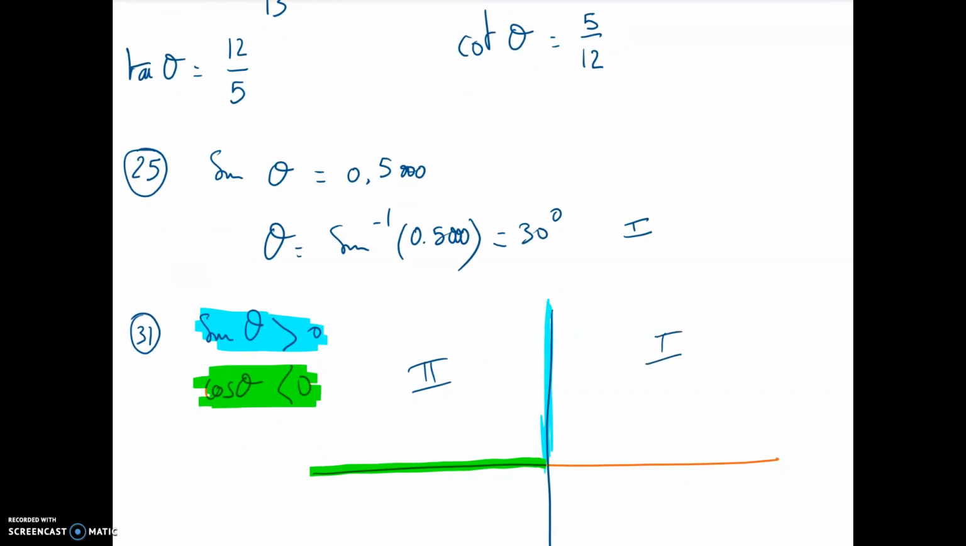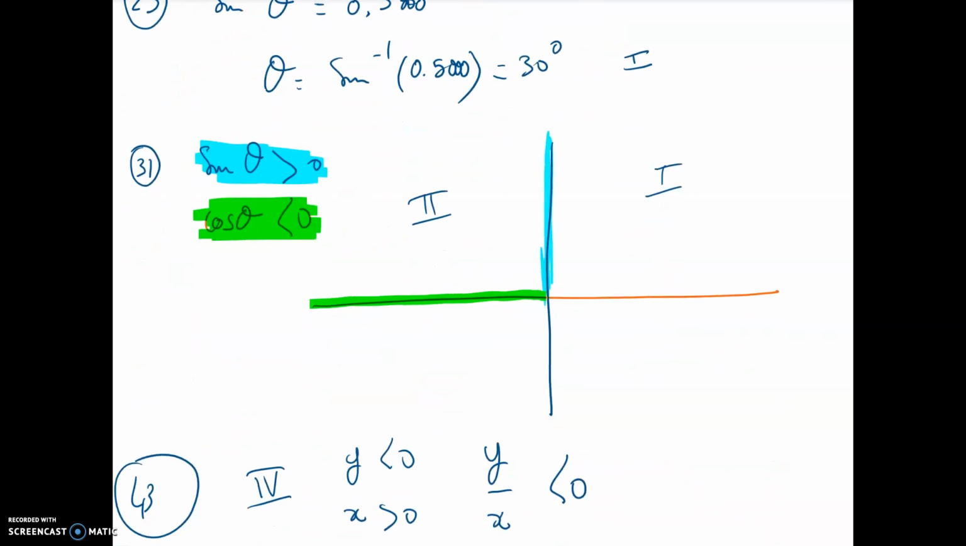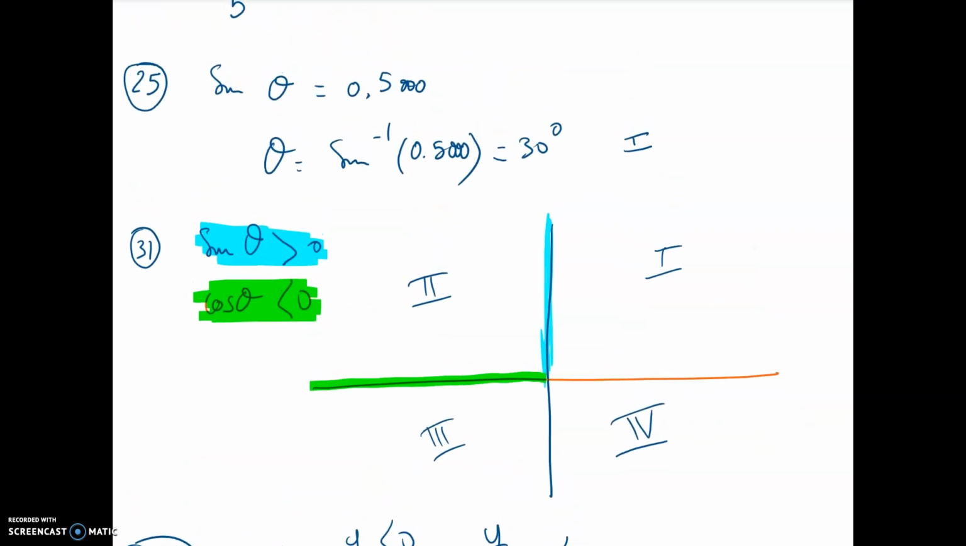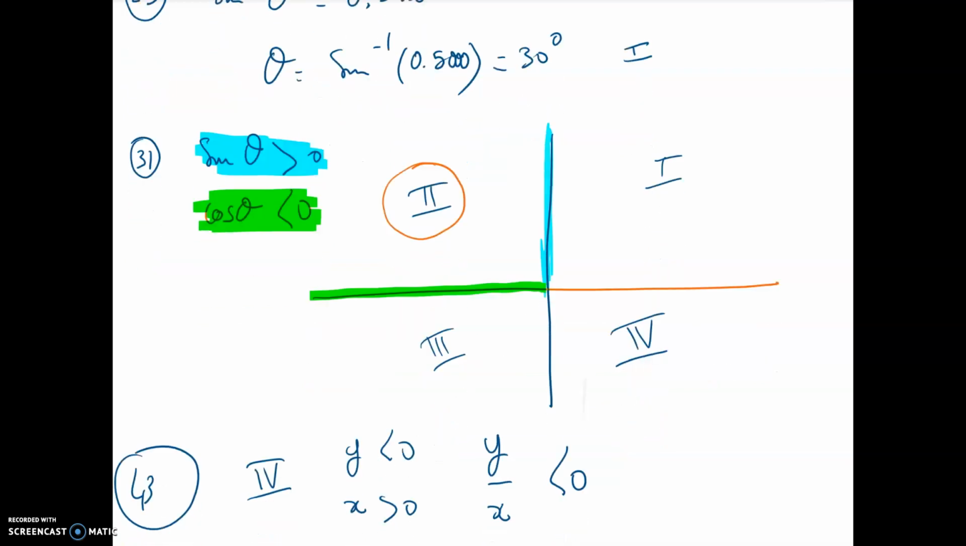I'd like to remind you, on the problem number 31 right here below, that quadrant number 1 is right here, quadrant number 2, quadrant number 3, and quadrant number 4. On the number 31, you have sine positive and cosine negative. In which quadrant are you? Well, all the values where sine will be positive are underlined in blue, and where it's green, it's where cosine of my angle is negative. And so the only place that can satisfy both is quadrant number 2.